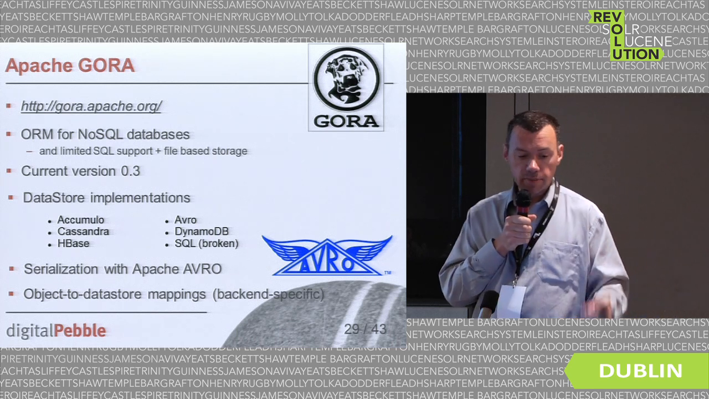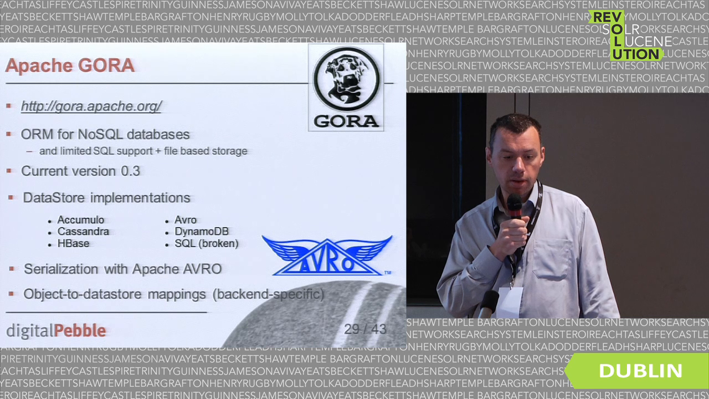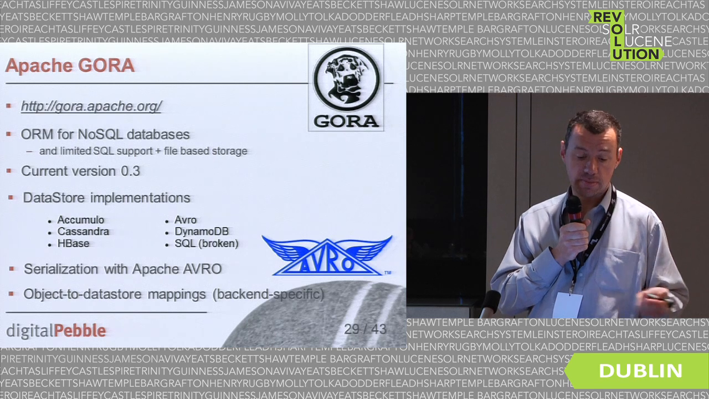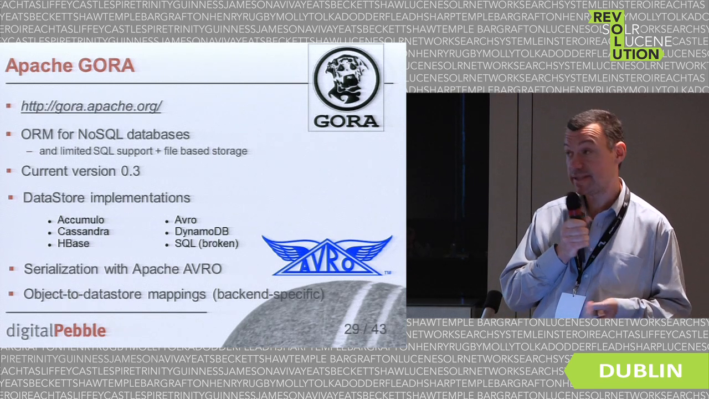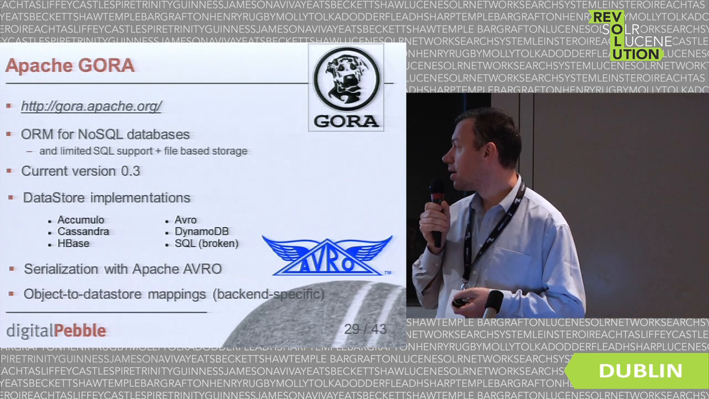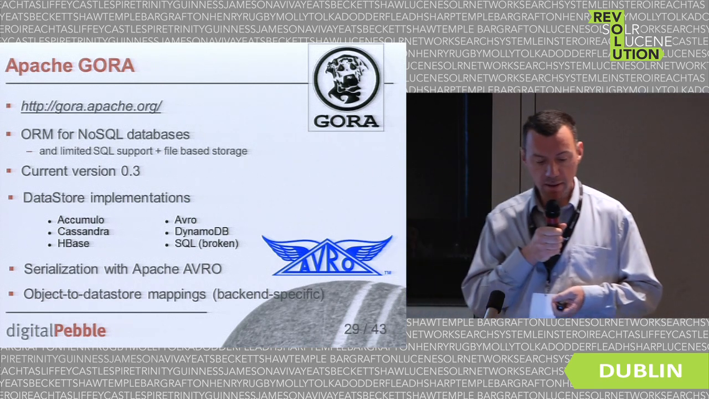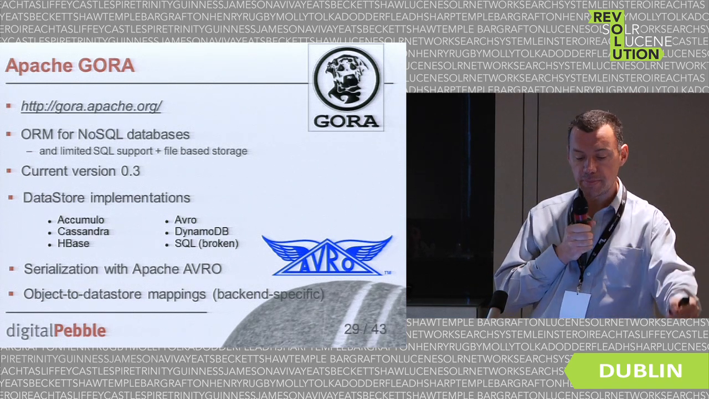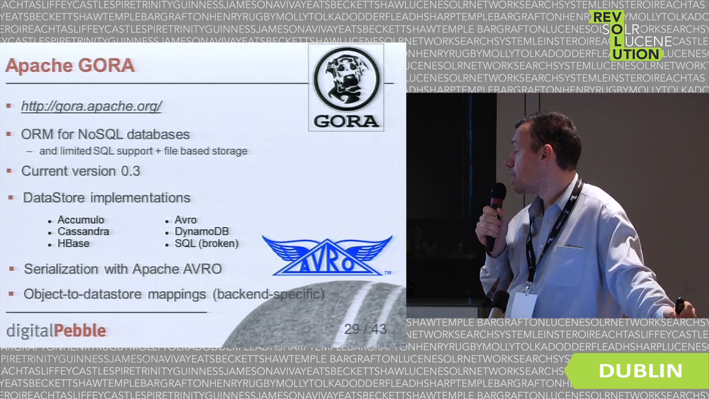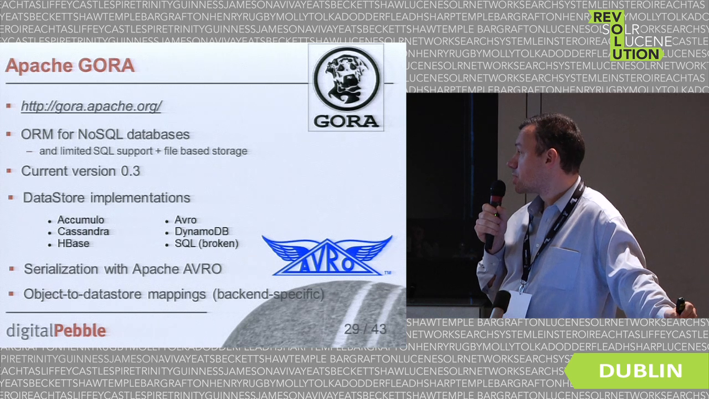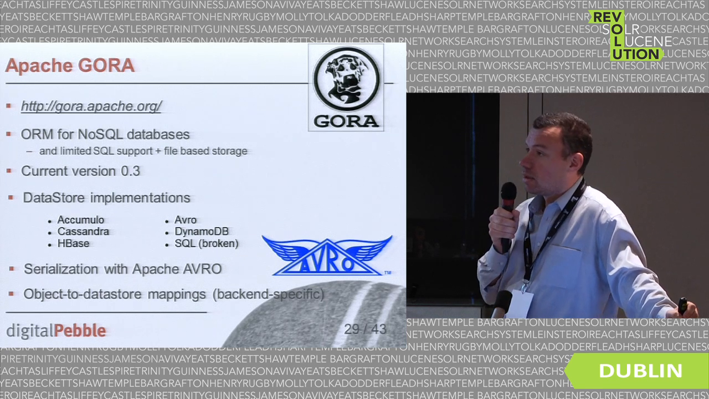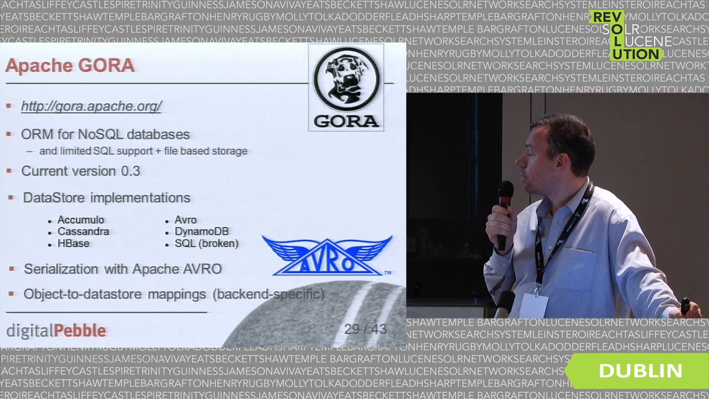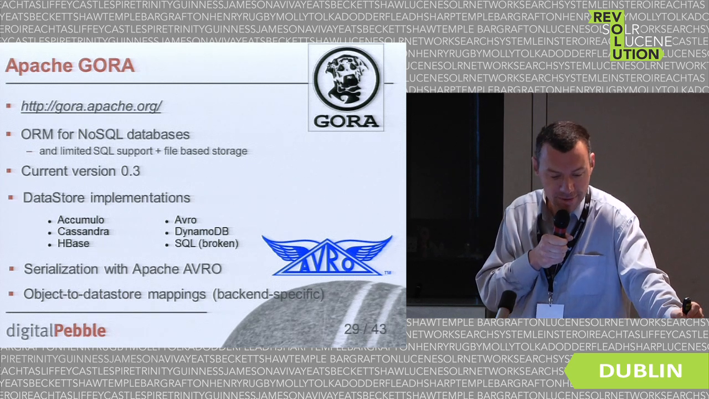So again, top-level project at Apache. GORA can be seen as an ORM for NoSQL databases, but it doesn't do just NoSQL. There's also support for SQL and also file-based storage. The current version is 0.3, and it basically provides wrappers for a number of data stores like Accumulo, Cassandra, HBase, but also DynamoDB, and also AVRO if we wanted to use file-based storage, or even the SQL one, which I think is quite broken, but never mind.